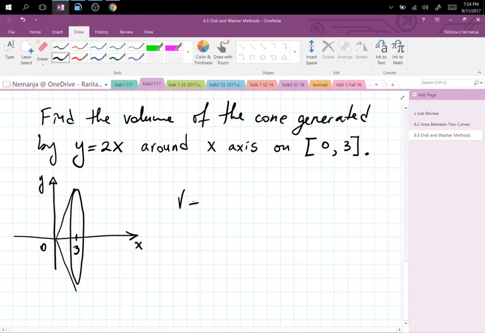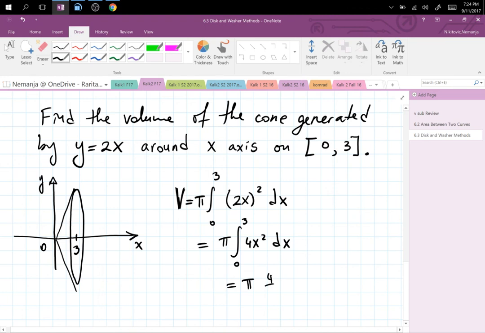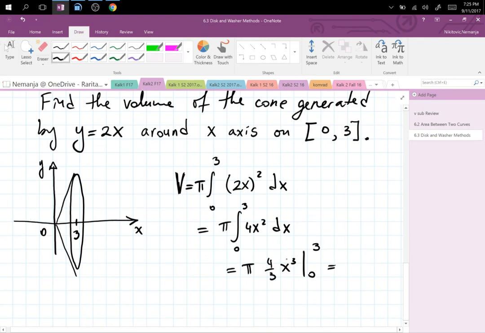The volume is 0 to 3. Function, oh, I forgot pi. Don't forget pi. Function squared dx. So I have 4x squared. So pi integral 4x squared dx 0 to 3, which will be pi 4/3 x cubed 0 to 3. And that's going to be 36 pi.